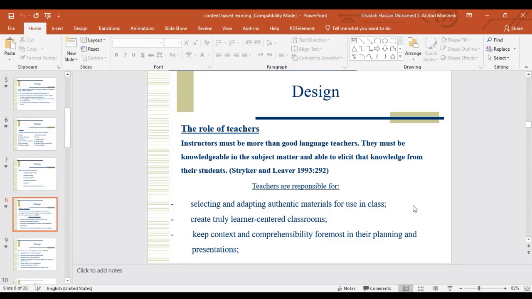So how can you do that? What will be your responsibility as a teacher? So you will select and adapt authentic materials. That means material that is related to real life. The focus will also be learner-centered. So the students will be responsible to do tasks and all activities.